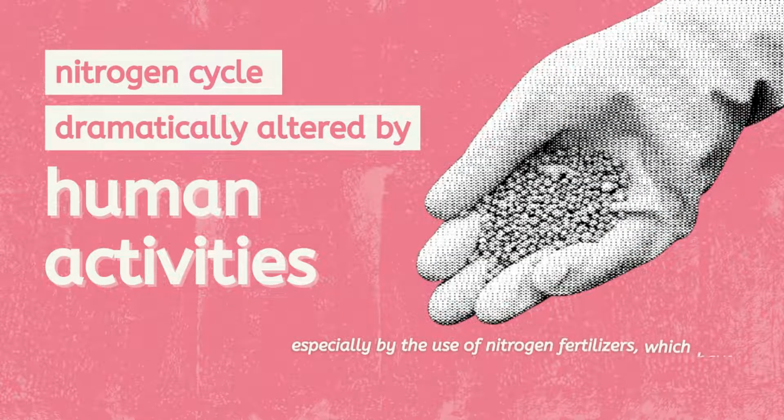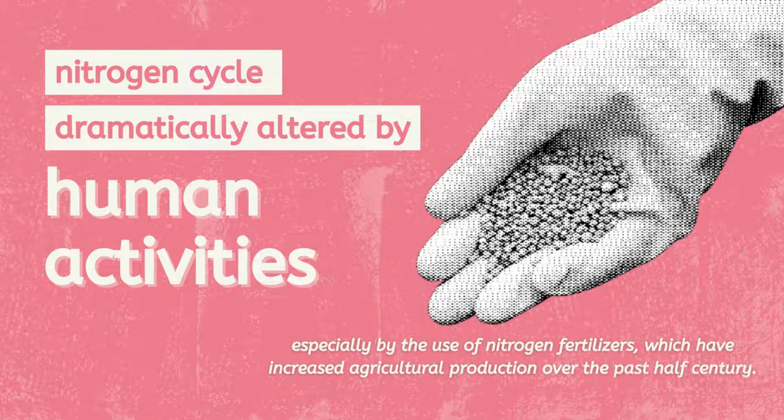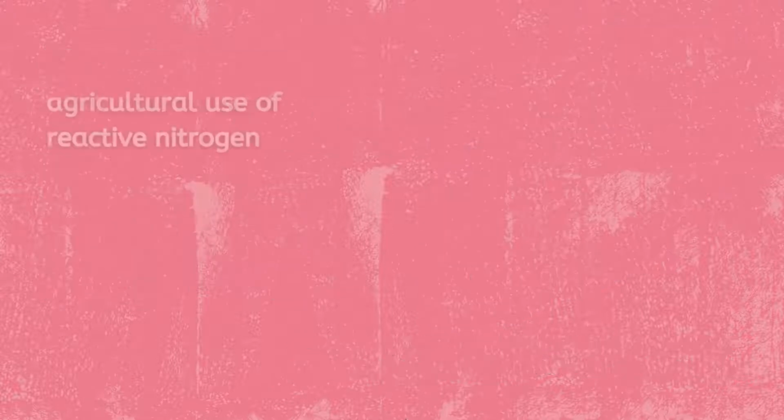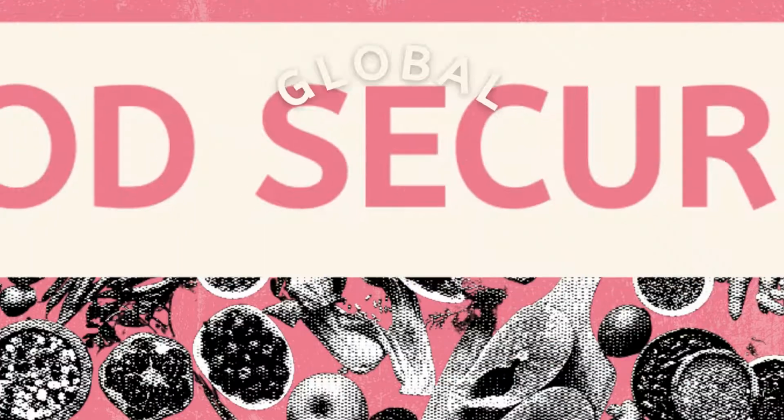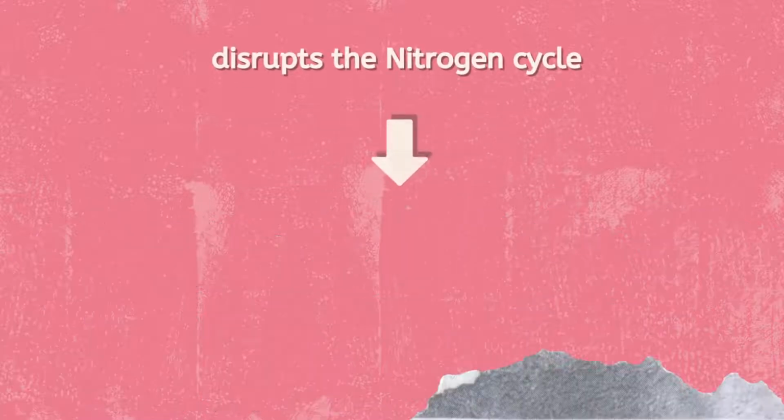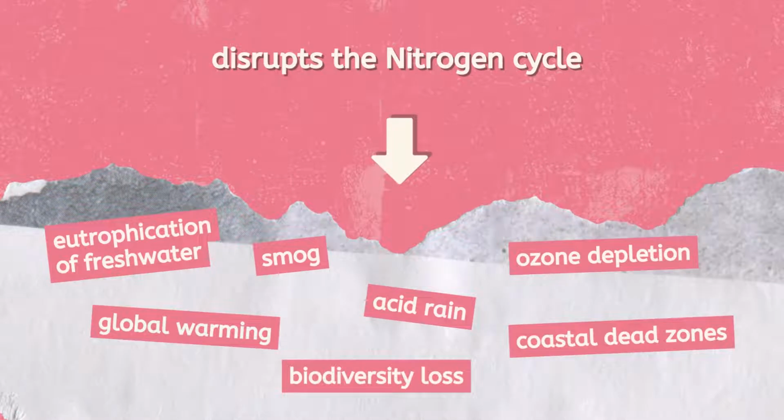On the topic of food security, the nitrogen cycle has been dramatically altered by human activity, especially by the use of nitrogen fertilizers, which have increased agricultural production over the past half-century. The agricultural use of reactive nitrogen is strongly linked to plant growth and hence global food security. However, this disrupts the nitrogen cycle and leads to eutrophication of freshwater, global warming, smog, acid rain, ozone depletion, coastal dead zones, and biodiversity loss.